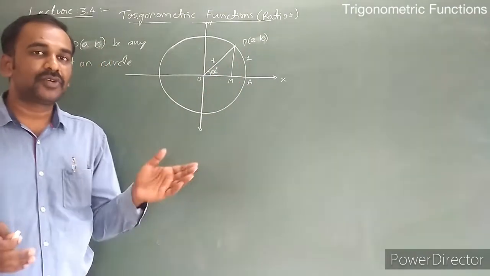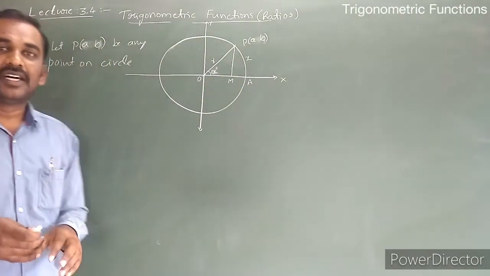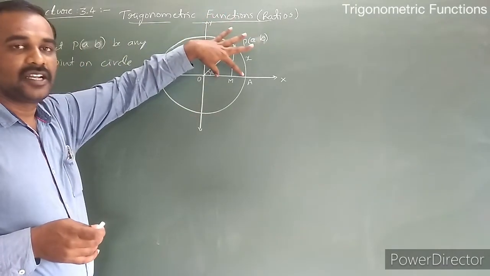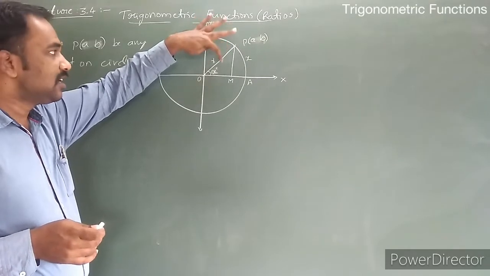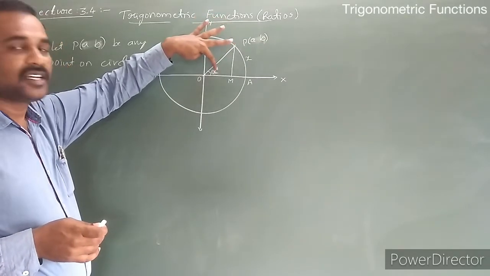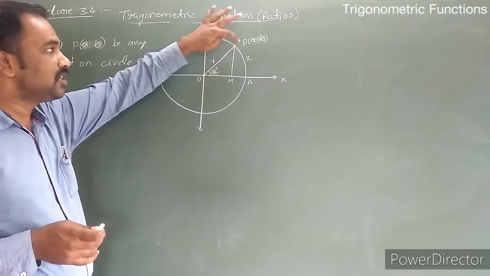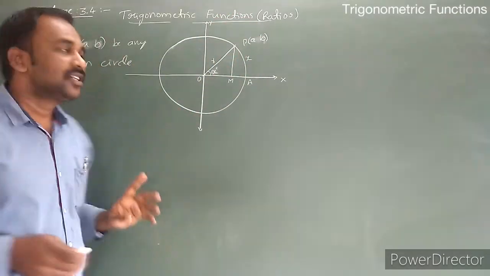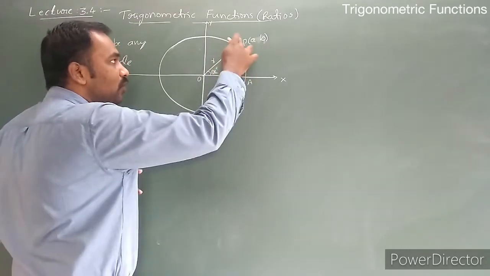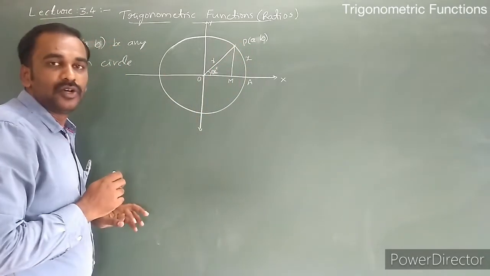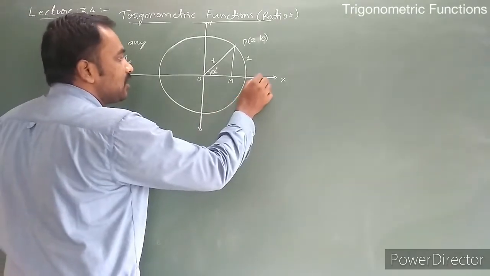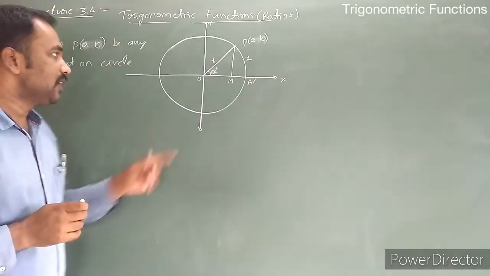Why is it x unit? Because of the definition of the radian. What is the definition of the radian? If the initial ray and the terminal ray subtend an angle at the center of theta radian or x radian, or 1 radian, then the arc length is equal to 1 centimeter or 1 unit. 1 unit of arc length is equal to 1 radian at the center of the circle. Are you following?